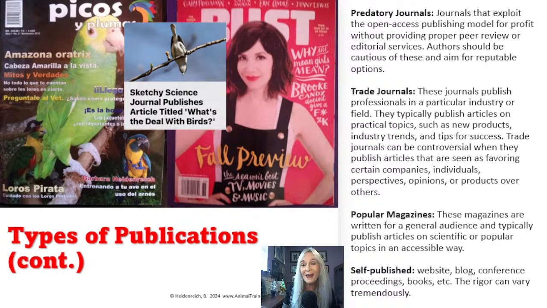And then, of course, we have popular magazines, and those are really just written for general audiences. They may publish something scientific or a popular topic in an accessible way. The pictures I'm showing you here are from popular magazines where I published articles. The one in Bust magazine was a little fluffy thing about training cats to target. And Picos and Plumas was a Spanish magazine where I wrote something about harness training parrots. And again, I never have referenced those articles for anything, because I don't consider those as something that I would reference in any kind of literature that I'm writing for anybody.